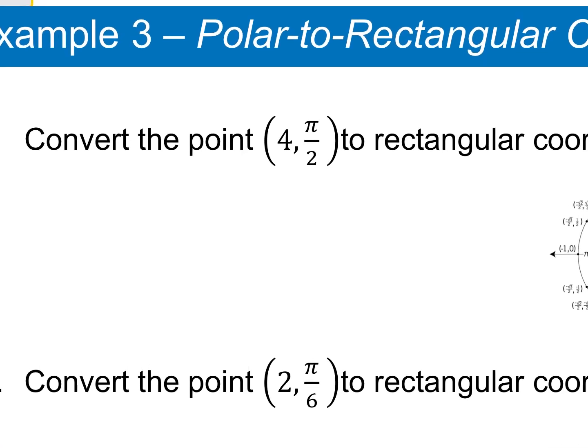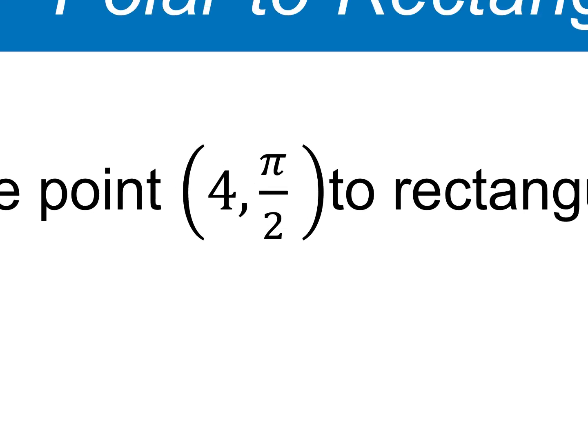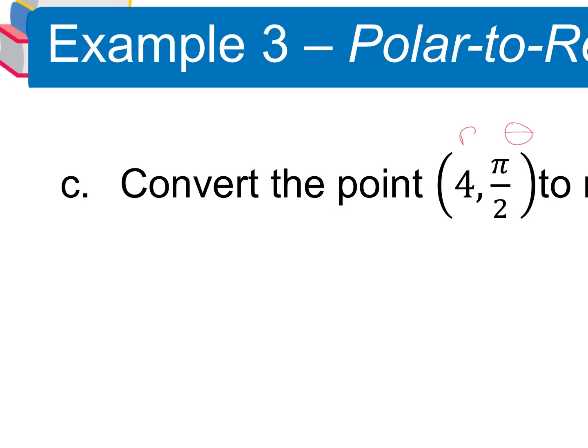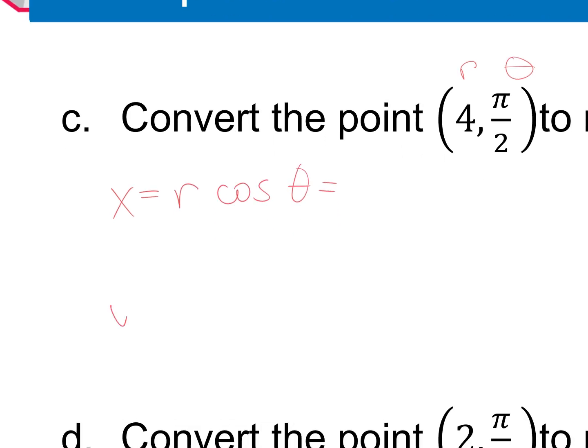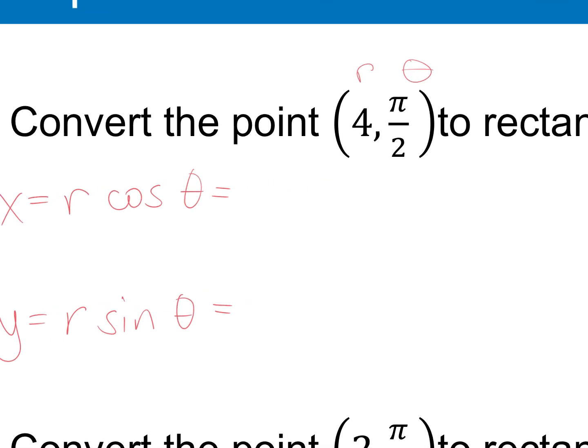Convert the point 4, pi over 2. So remind yourself, we're starting off in polar. So I have my r value is 4. And my theta that I'm going to look at is pi over 2. So go ahead and get your equation set up if you want to. You can write x first. X is r times the cosine of theta. And y is r times the sine of theta. In each case, again, guys, what is the r value? 4. Good.